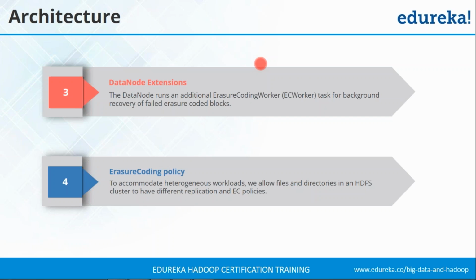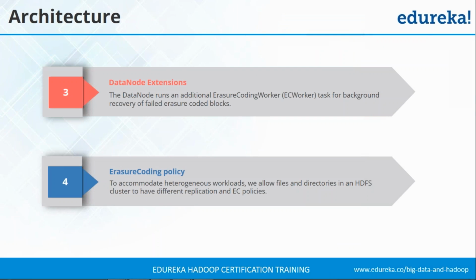The first is that it has to read the data from the source nodes. Then it has to decode the data and generate the output data. So what does that mean? Whatever parity block we have generated and the other data blocks, it will use both of them and then generate the data block that we have lost. Then it will transfer the generated data block to the target nodes.